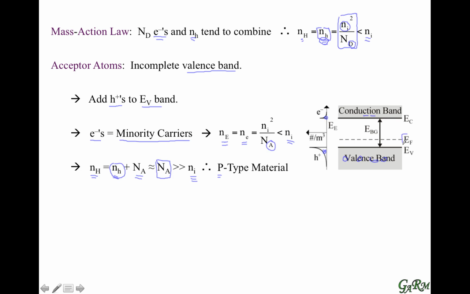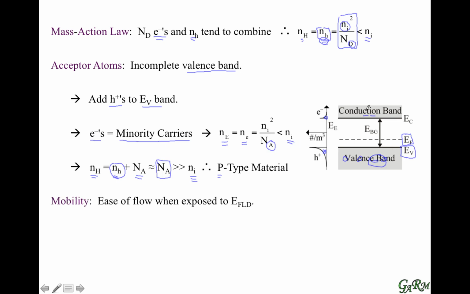Since the Fermi level represents a 50% probability of finding a charge carrier, and we're more than likely going to find hole carriers, this Fermi level is going to be closer to the valence band. And this is how we know that the band diagram is representing a p-type material, because the Fermi level is closer to the valence band.